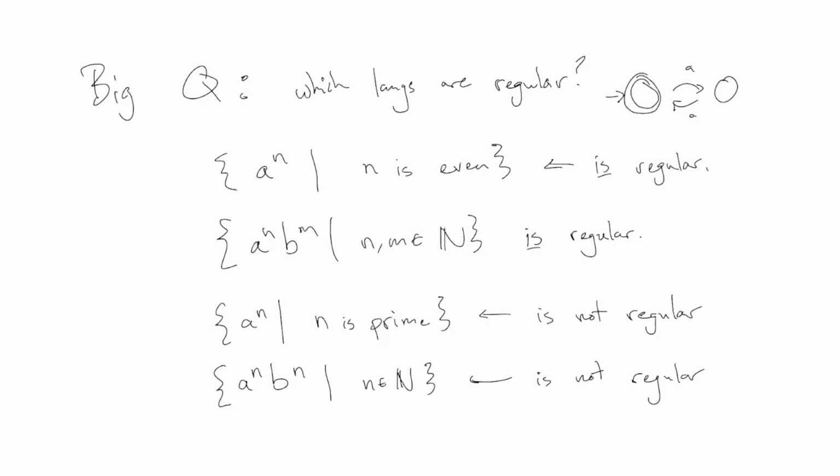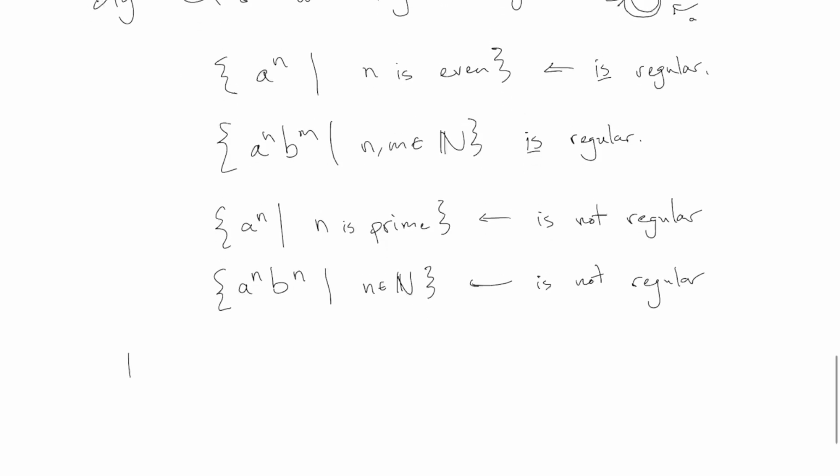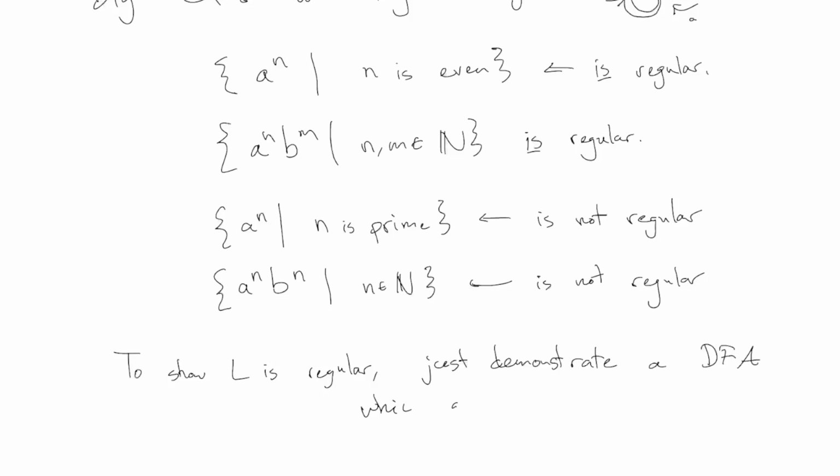What's going on with these screens? All right. And I will just say, to show something is regular is fairly easy. You just have to demonstrate a DFA. To show L is regular, just demonstrate a DFA which accepts L. This is typically not so hard to do.